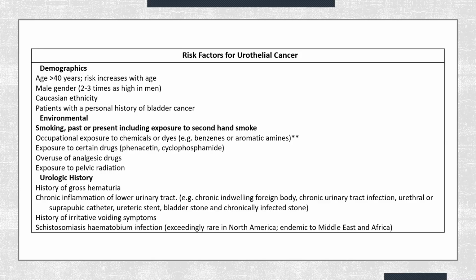And then urologic history. So if they've had gross hematuria, if they've had chronic inflammation from indwelling catheters, because that's going to cause higher cell turnover and risk of malignancy. And I mentioned schistosomiasis at the bottom, which is quite rare in North America, but it's important to take a travel history.